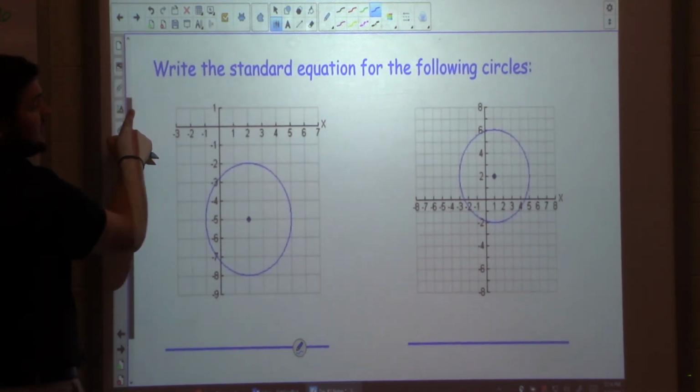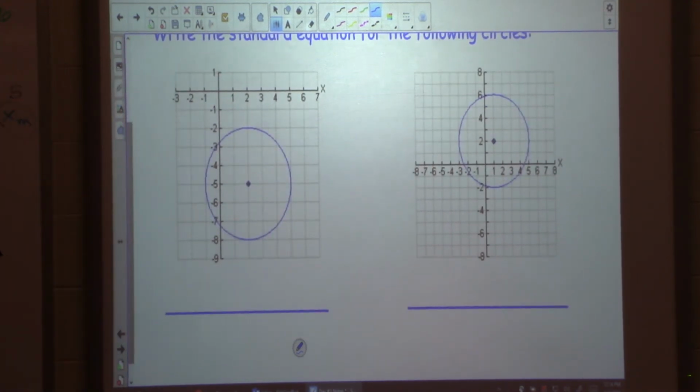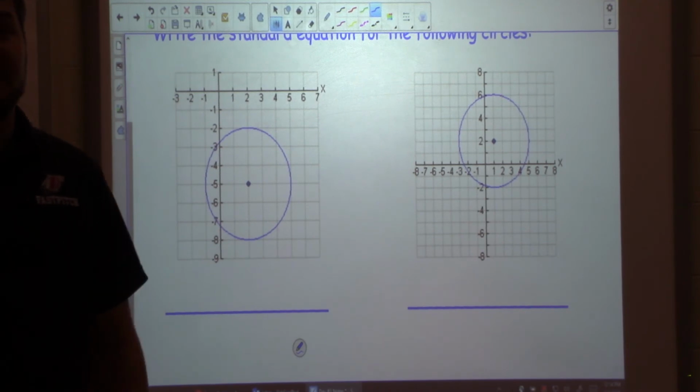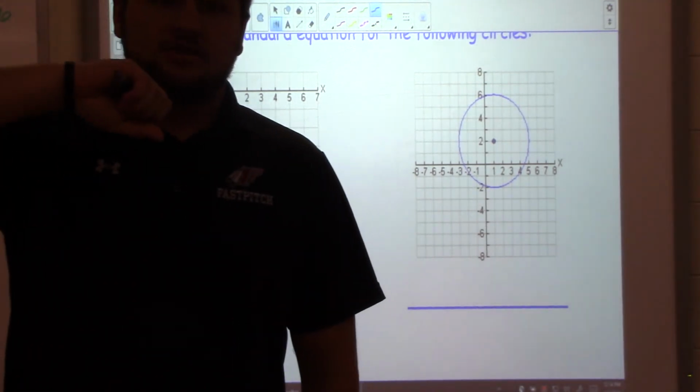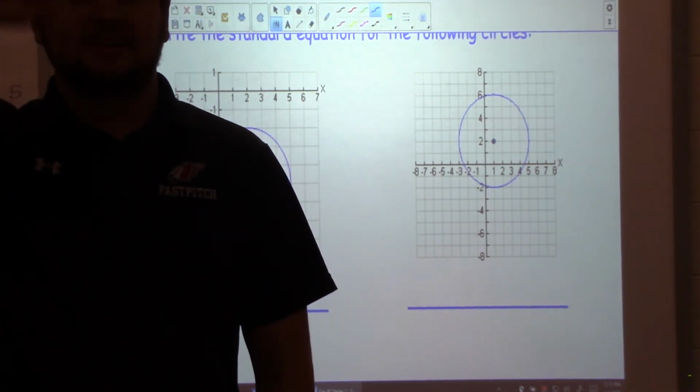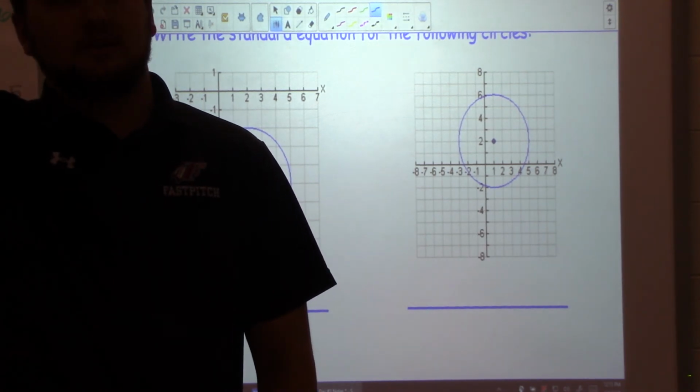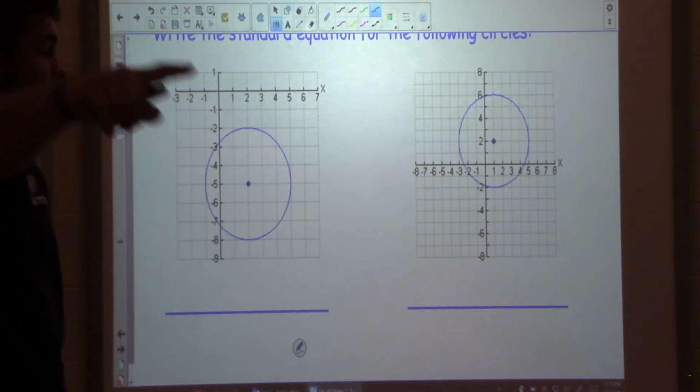Writing equation of circles given a graph. If I'm writing an equation, I need 2 things. What are they? Tui, what's one of the 2 things I need? Center. Katie, what's the other thing I need? Radius. Good.